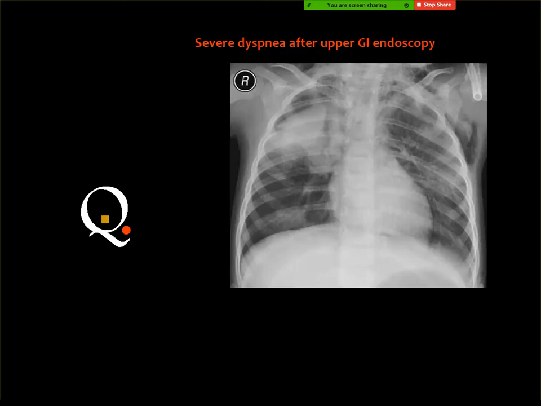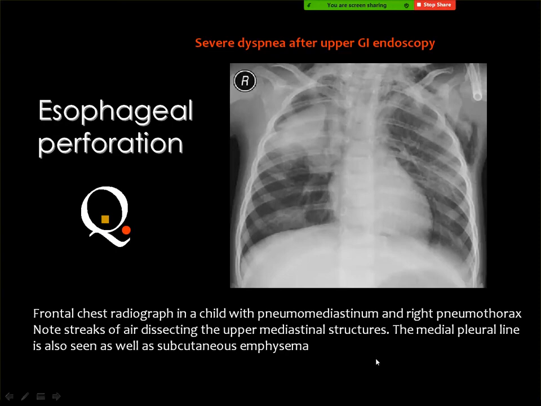Pneumothorax. Pneumothorax and lung collapse. Surgical emphysema. Pneumomediastinum. Yes, and they all are the sequelae of this endoscopy, and you got esophageal perforation and pneumomediastinum, surgical emphysema, pneumothorax, and lung collapse.